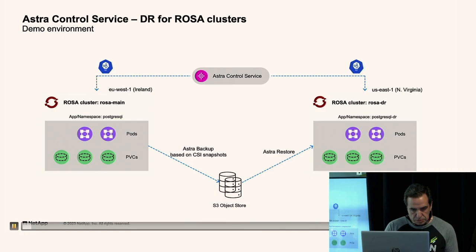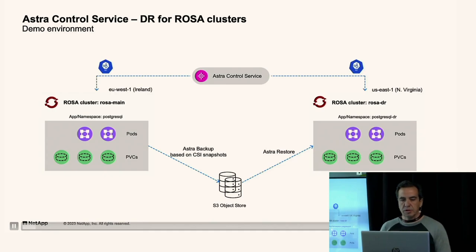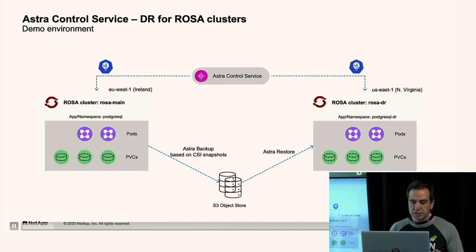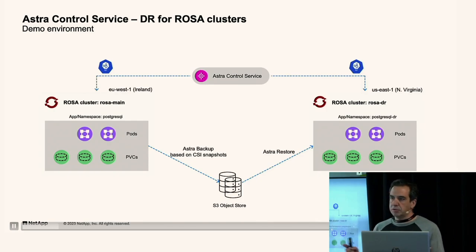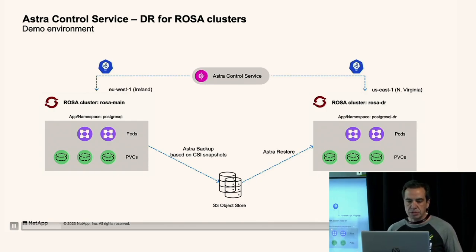The demo is using one ROSA cluster called ROSA Main in the Ireland region, and we also use a DR ROSA cluster in the North Virginia region. So we have a PostgreSQL namespace to be protected, a stateful application. This is using some PVC. And Astra Control Service is a managed service in the public cloud, so it connects to these two ROSA clusters, uses the kubeconfig, and is just using Kubernetes APIs, okay?